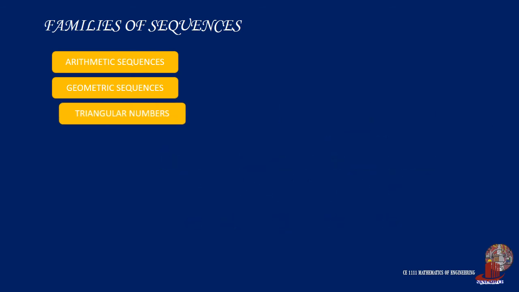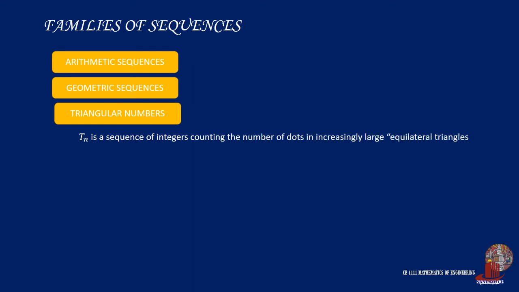The sequence of triangular numbers, or Tn, is a sequence of integers counting the number of dots in increasingly large equilateral triangles built from dots. The term Tn is the number of dots in a triangle with n dots to a side.